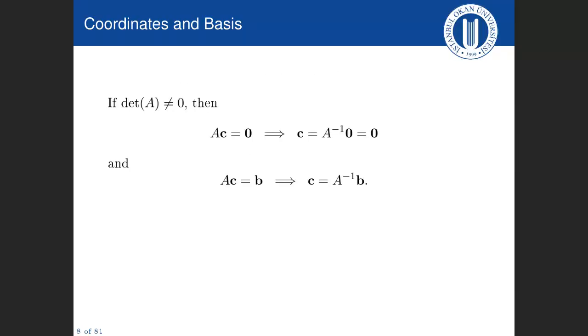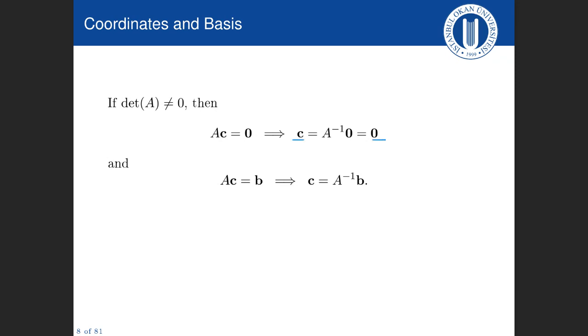Why? Because if the determinant of A is not equal to 0, then that means A is an invertible matrix. So then AC equal to 0 becomes C is equal to A inverse of 0, and of course A inverse of 0, multiply a matrix by a 0 vector, always get the 0 vector. So if A is invertible, then straight away we find that C is equal to 0.